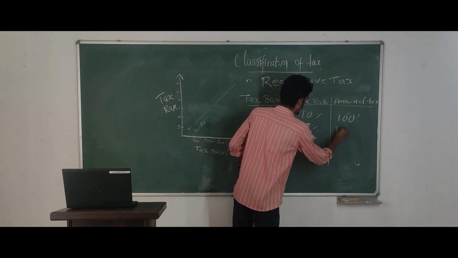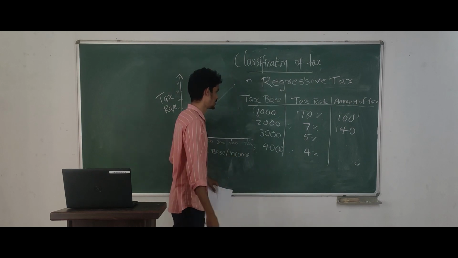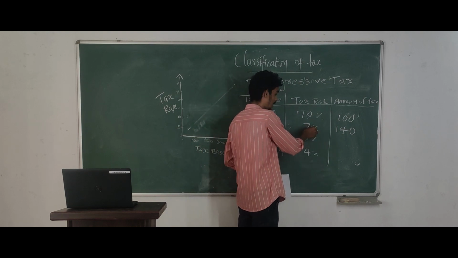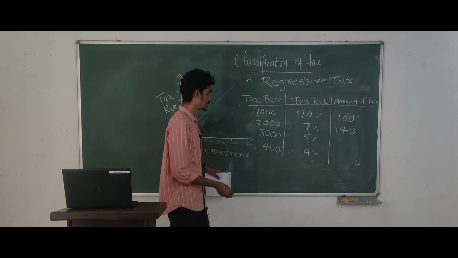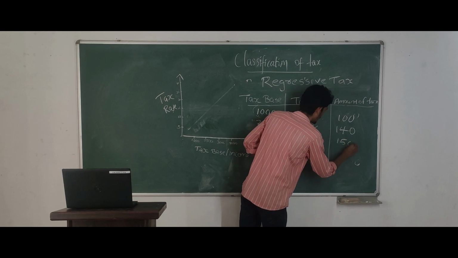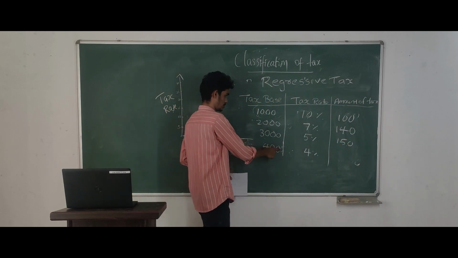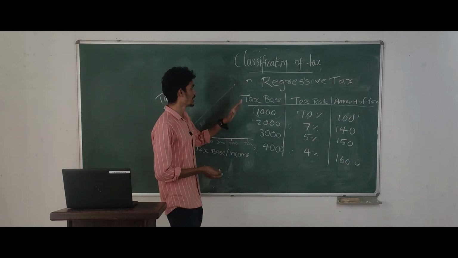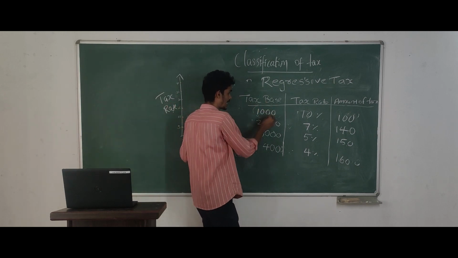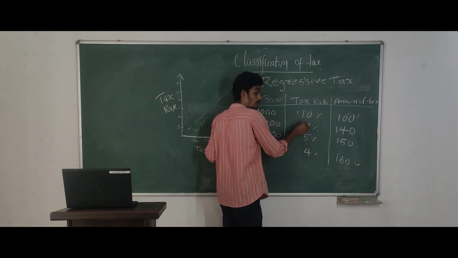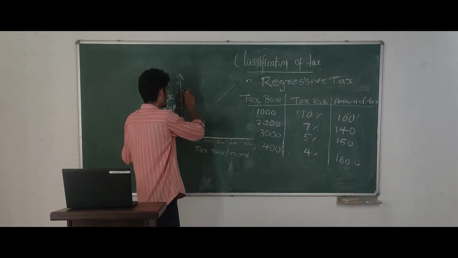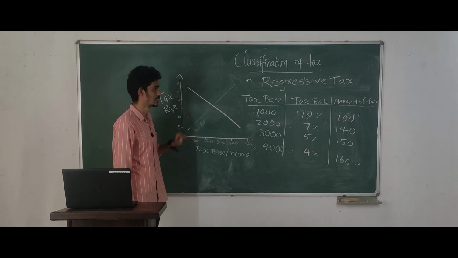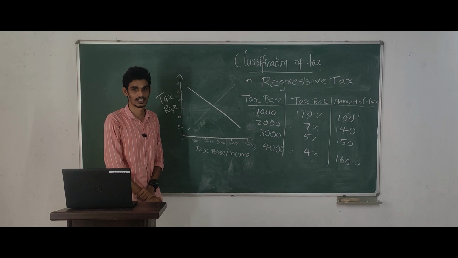That means the amount of tax is 140. Clear? Then income again increases from 2000 to 3000. The tax rate will decline from 7% to 5%. That means the amount of tax is 150, and at last the amount of tax will become 160. Here, in the case of regressive taxation, the tax base and tax rate are inversely related. This is regressive taxation. Clear?